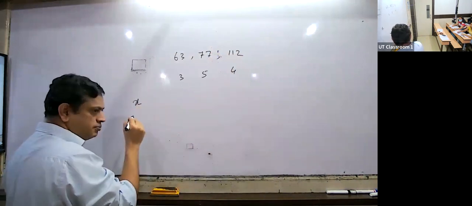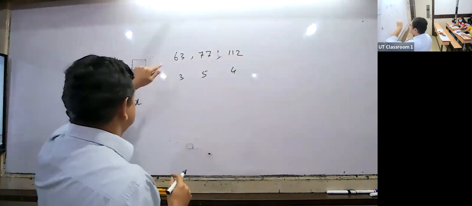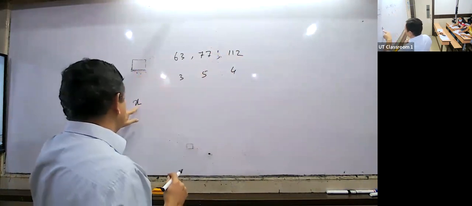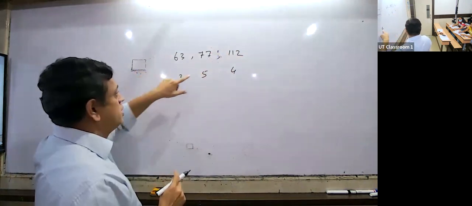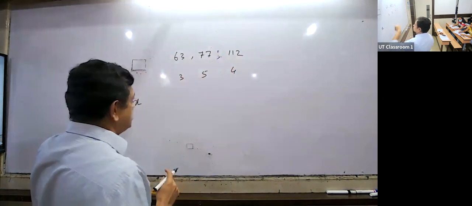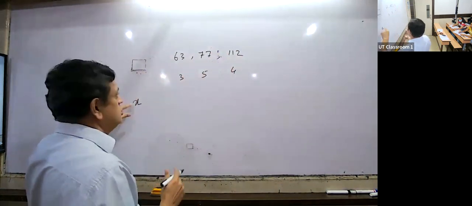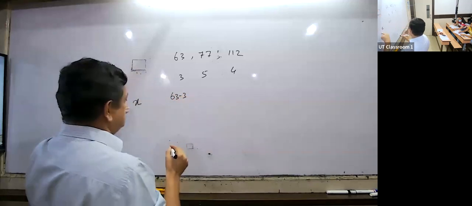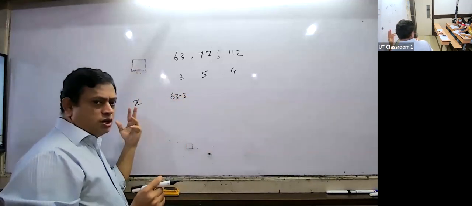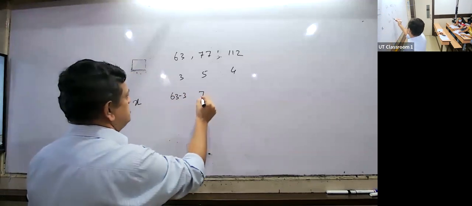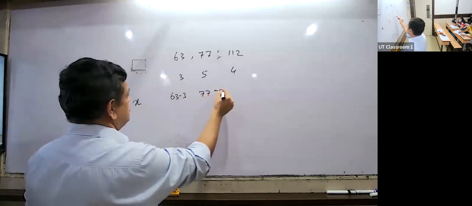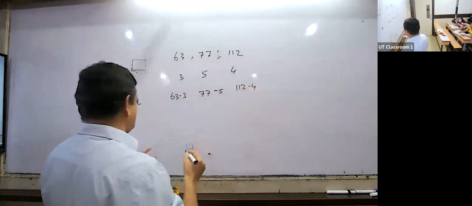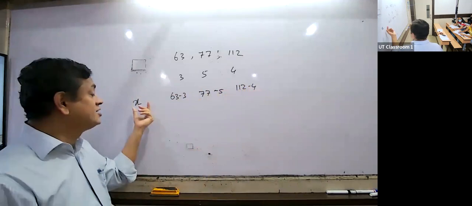Suppose x is the number. When 63 is divided by x, the remainder is 3. When 77 is divided by x, the remainder is 5. When 112 is divided by x, the remainder should be 4. So if I take 63 minus 3 and divide by x, the remainder should be 0. And 77 minus 5 divided by x, the remainder is 0. And 112 minus 4 divided by x, the remainder is 0. And x should be the largest number.